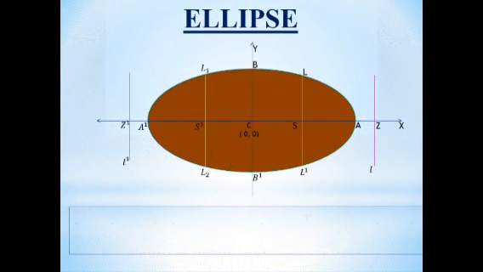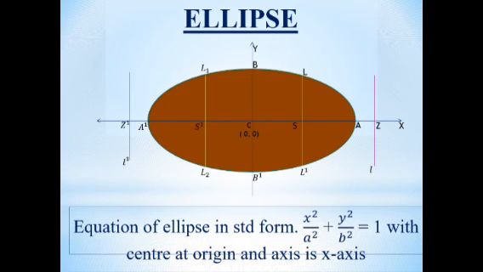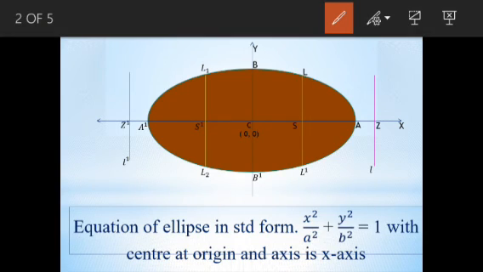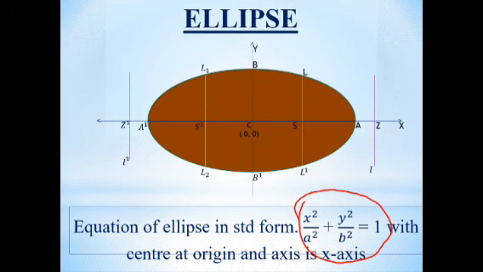Here the equation of an ellipse in the standard form is x square by a square plus y square by b square is equal to 1, with center at origin and axis is the x axis. What is this equation of ellipse? It is x square by a square plus y square by b square is equal to 1. So now let us come to the concept of the ellipse.